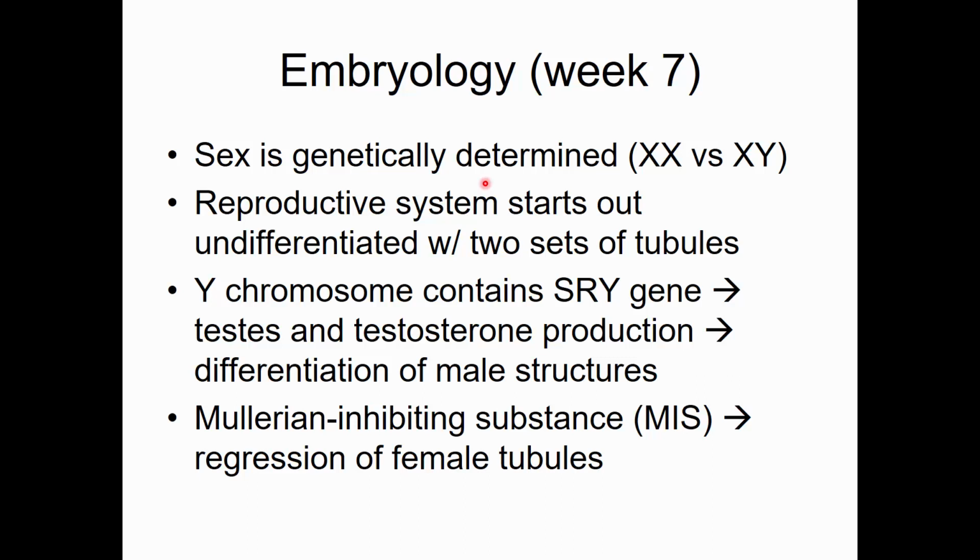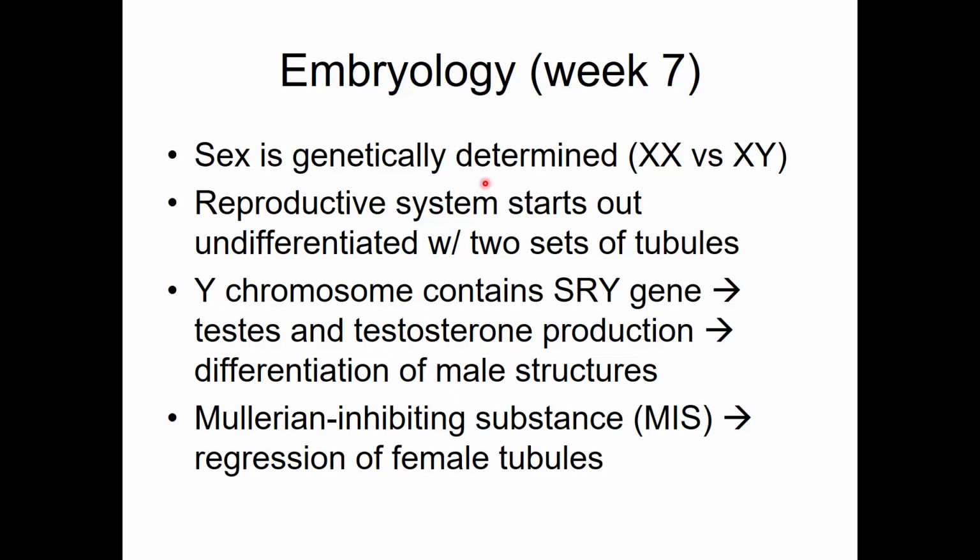So around week 7 in the embryologic development of a male, some things start to happen to get that male to the phenotype of maleness. And as I've said previously, sex is genetically determined. XX is the genotype for females. XY is the genotype for males. And all people start out androgynous.